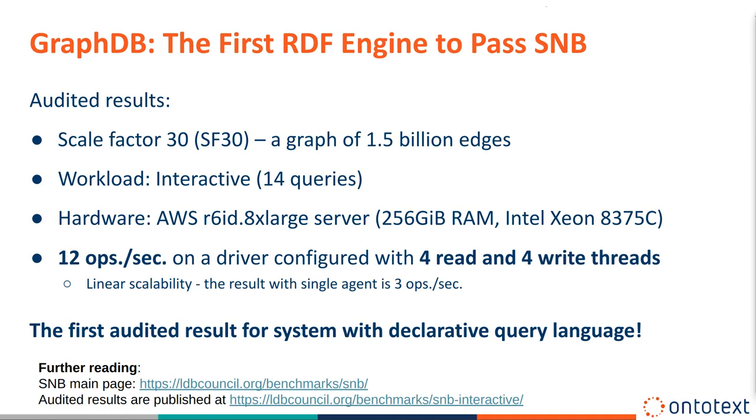What is actually very, very important for this result is that this is the first published and audited result from a system that is running it as a database should run it, with a declarative query language. In our case, it's SPARQL. If you go to the social network benchmark page, you'd see that all the other results involve some C++ coding or stored procedures or something like that, which is probably not the main purpose of most benchmarks, where you mean I have a database and it has a query language and let's see how good it is. So that's the first result of this type.